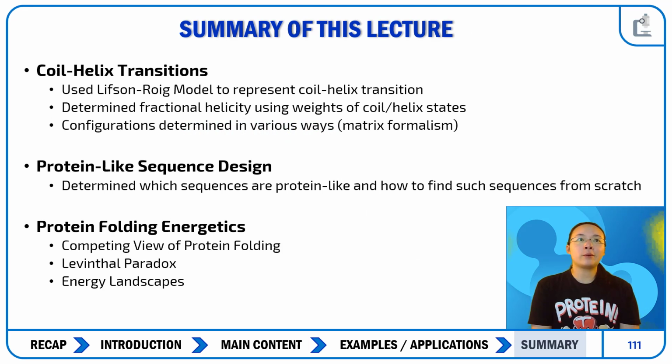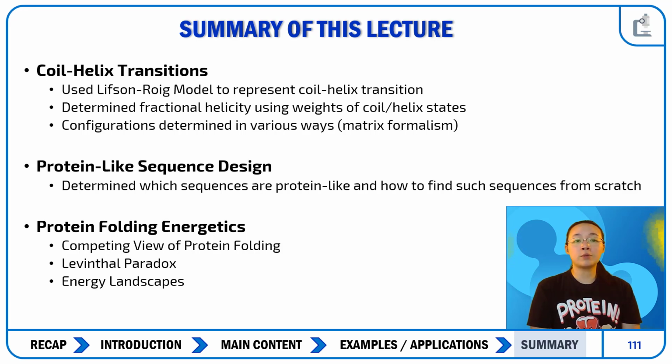So just to summarize what we learned today, we looked at coil helix transitions. We used the LR model to represent the coil helix transition with C or H states. We were able to determine the fractional helicity using the weights of these states, and we looked at different ways of calculating their configurations using matrix formalism and their probabilities using their statistical weights and the partition function.